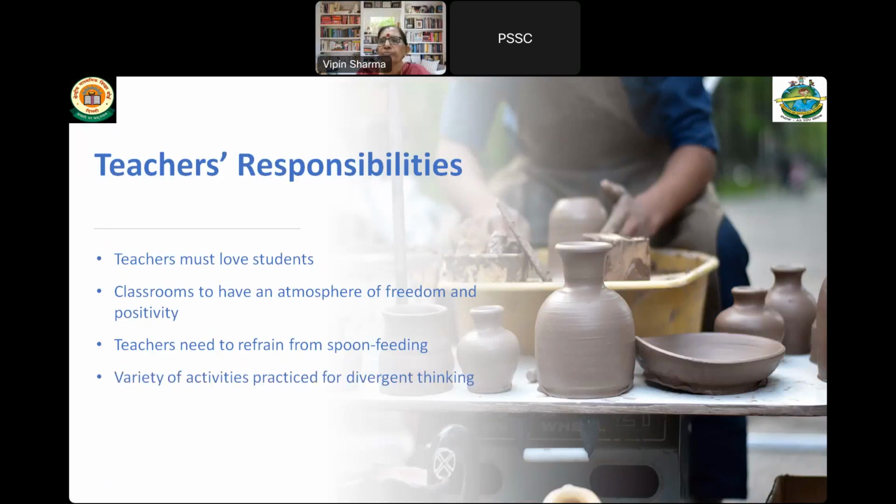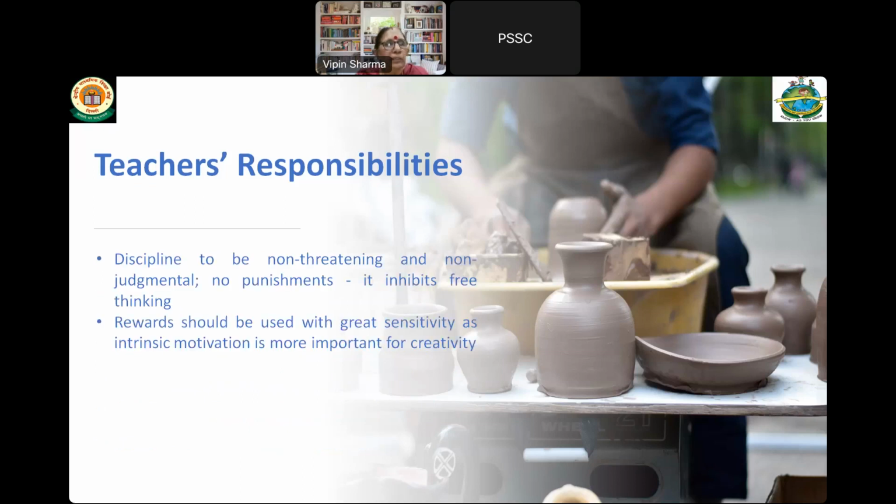A variety of activities should be practiced for divergent thinking. Activities should promote experiential learning. Teachers should use technology and apps. Discipline should be non-threatening and non-judgmental. No punishment. Reward should be used with great sensitivity, as intrinsic motivation is more important for creativity.